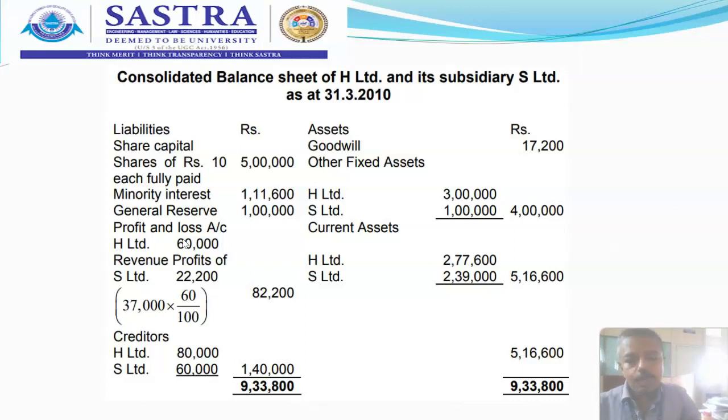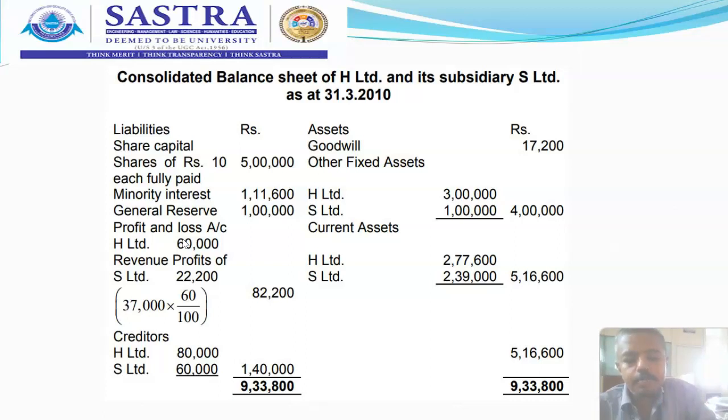The current assets also similarly, H Limited and S Limited. Add both: 2,77,600 and 2,39,000. So we will get 5,16,600. So in the asset side we have only 3 things: goodwill, fixed assets and current assets. So altogether it comes to 9,33,800. So this is how the consolidated balance sheet of H Limited had to be prepared along with subsidiary company S Limited as on a particular date.